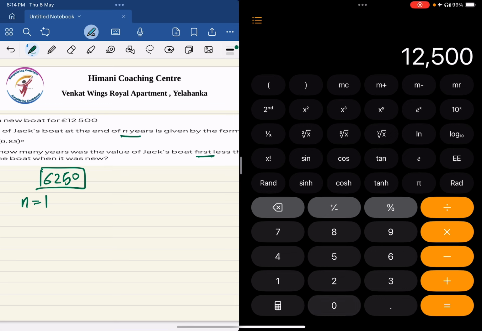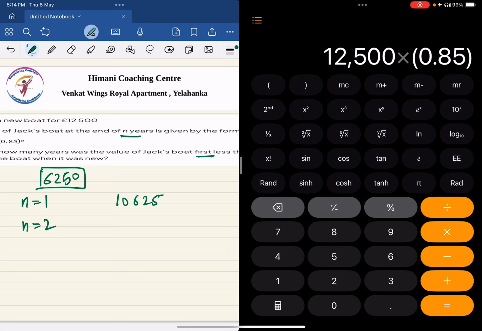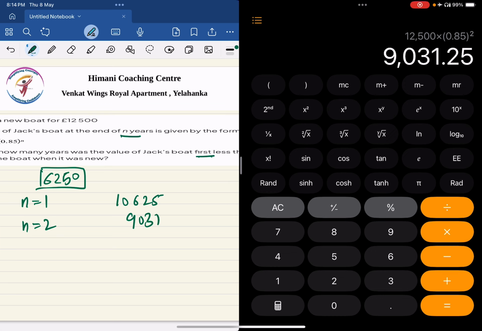So 12,500 times 0.85, because that's power 1. So which is 10,625, which is greater than 6250. So we will reject that. Now we will put n as 2. So what are we doing? 12,500, okay? And we are multiplying by 0.85 squared. So I can use this and we are getting some 9031, again, which is greater than this.